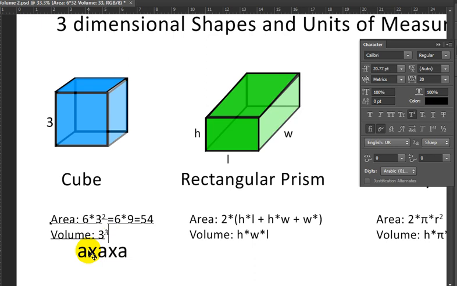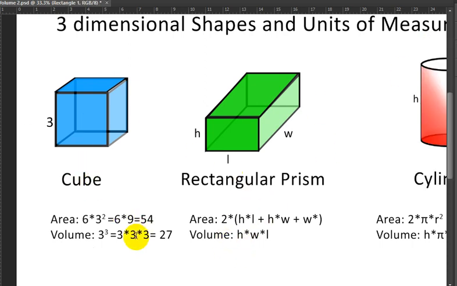So it would be equal to 3 times 3 times 3, which is equal to how much? 3 times 3 is 9, times 3 is 27. That would be how I would find the volume. Sorry, the volume in the second case.